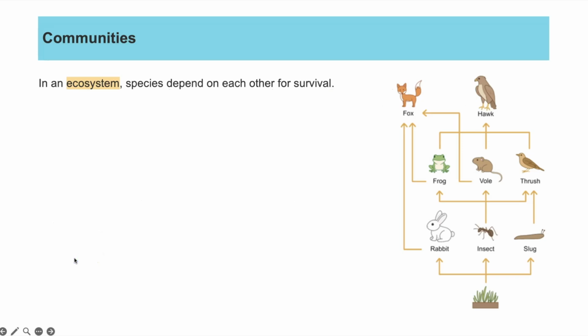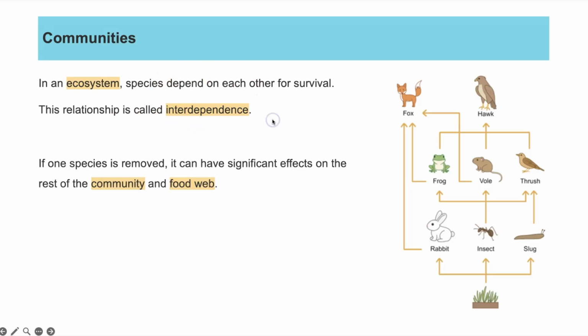So in an ecosystem, each species depends on another for survival, which is how we get these concepts of food webs. And this is interdependence. That's a key term that comes up, knowing that the relationship of one species depending on another, they are interdependent.